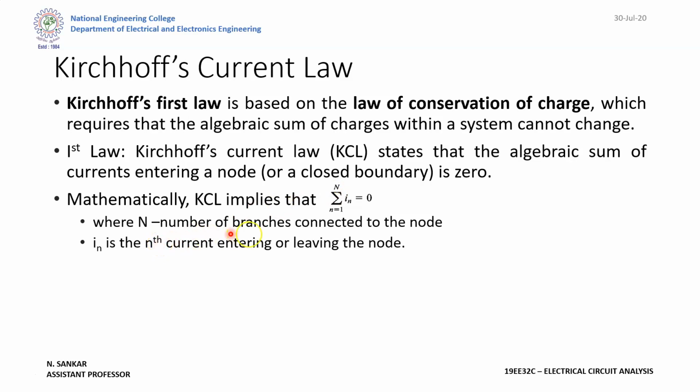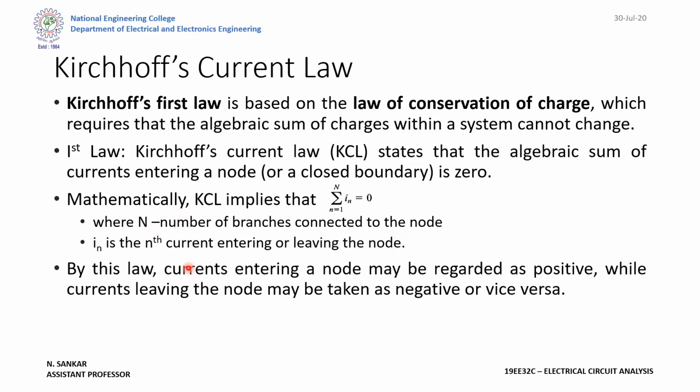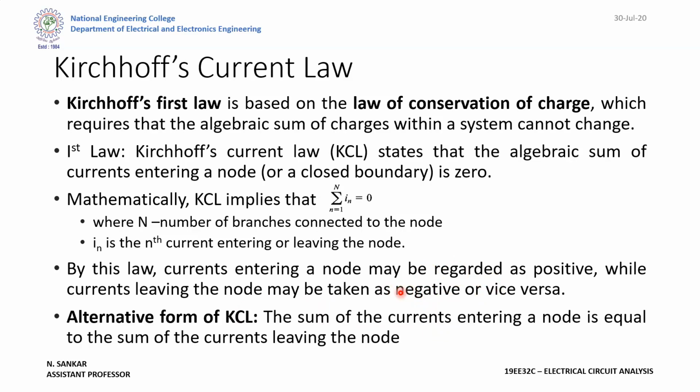So capital N represents the number of branches connected to the node, and small n represents the nth current entering or leaving the node. So here we have two options. From the node the current may enter or the current may leave. Whenever the current is entering the node, it can be taken as positive, and whenever the current is leaving the node, it can be taken as negative. Okay, so from this we can simply say the entering current will be equal to the leaving current. The sum of the currents entering a node is equal to the sum of the currents leaving the node.